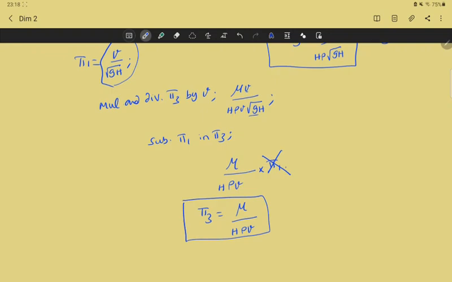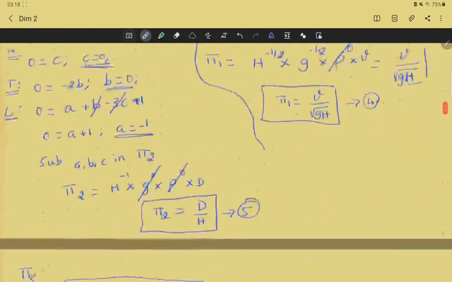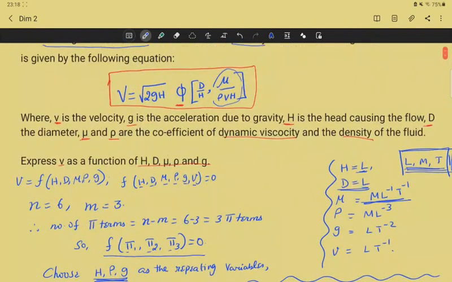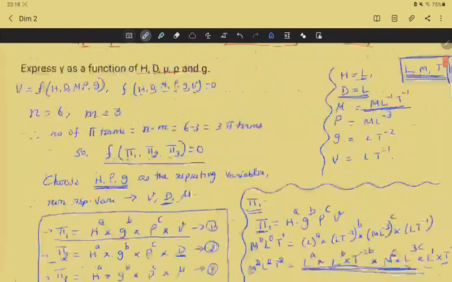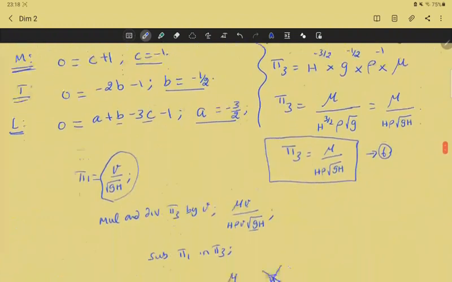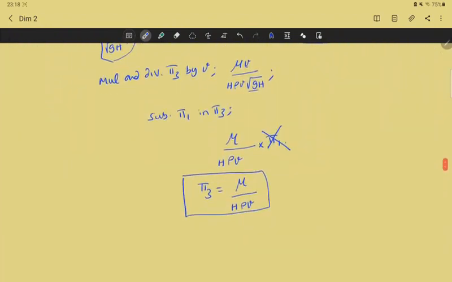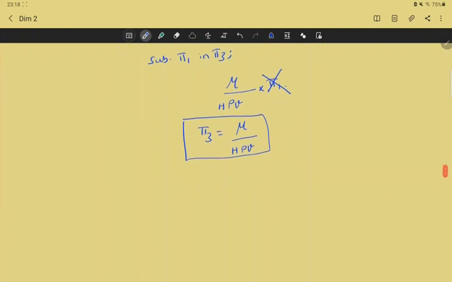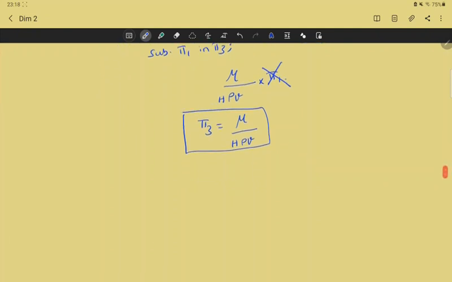Let us see if this is the same value that they want us to have in the first question. Mu by rho v h. What do we have here? Mu by rho v h. Whew. It really looks like mathematical hocus pocus, does it not? It does to me sometimes.